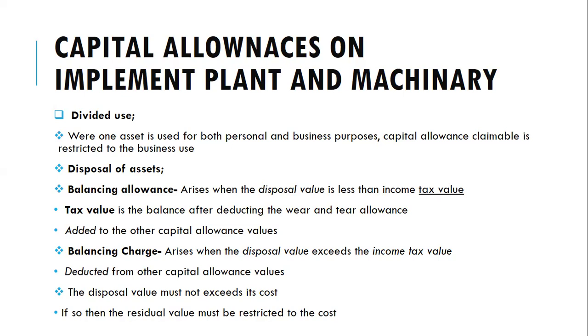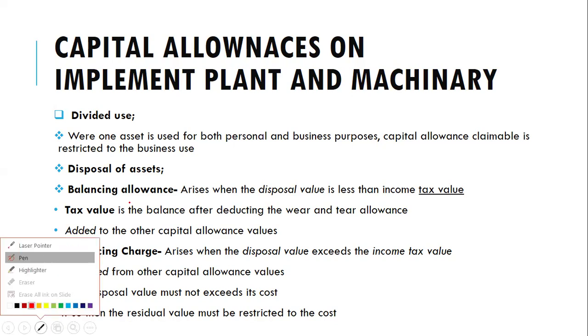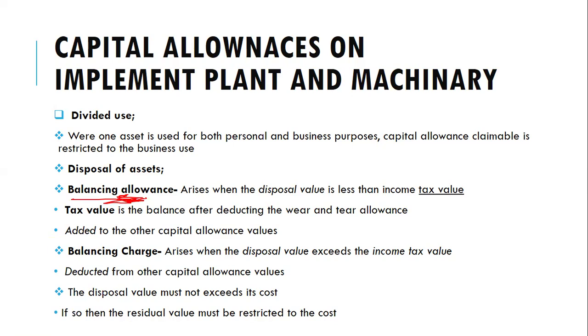So how do we find the balancing allowance? How do we find the balancing charge, right? So a balancing allowance, in simple terms, involves what we call the ITV, which is the income tax value. This income tax value is arrived at by getting the cost and then you deduct the capital allowances. After you deduct the capital allowances, it gives us what's called the income tax value. This income tax value, you have to match it against the disposal proceeds. How much are we selling this asset for?